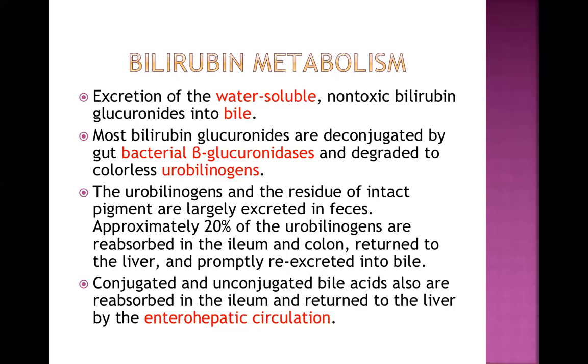Now, the natural color of the stool is because of that stercobilin, and stercobilin is coming from urobilinogen. Most of the urobilinogen can be excreted, and some is reabsorbed into the blood and then excreted into the urine as well. Now let's discuss this with the help of a flow chart. It will be easier for you to understand.